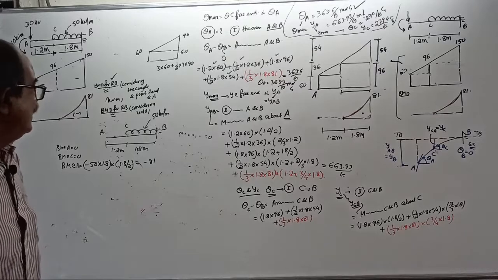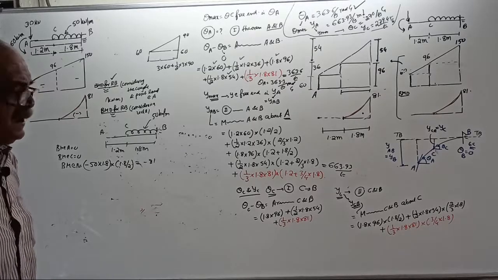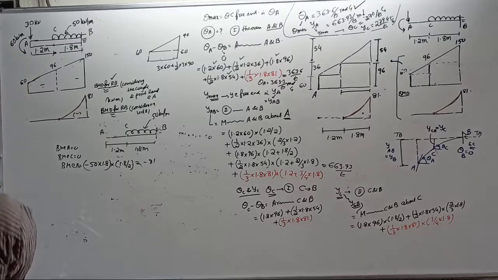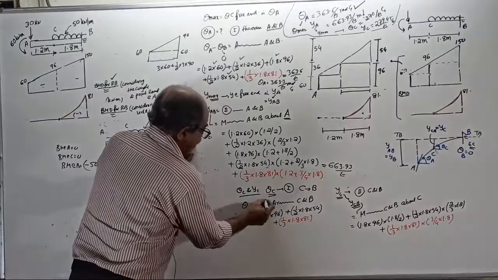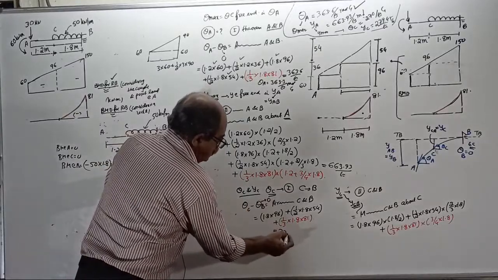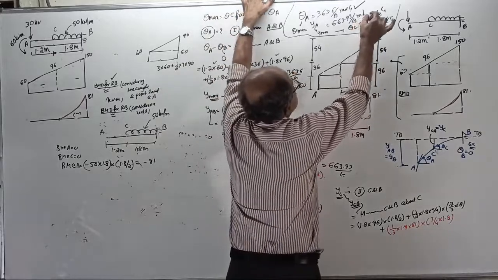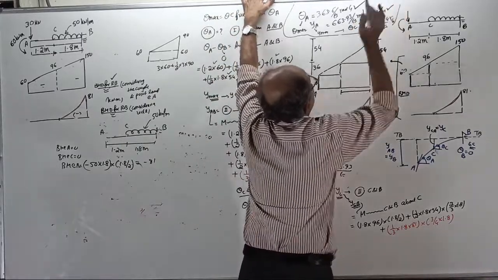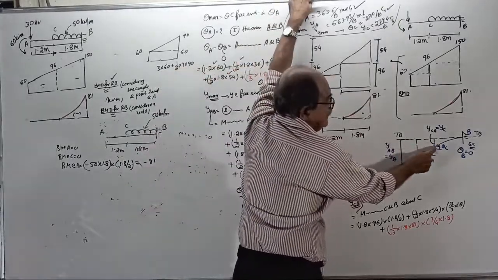1.8 into 96, half into 1.8 into 54, plus 1/3 of 1.8 into 81. That is 270 by EI. Okay. Theta B is 0, equal to 270 by EI. Therefore, slope at C is 270 by EI radian, tallied. Perfectly correct. Lastly, deflection at C.